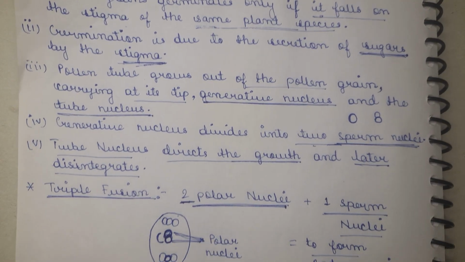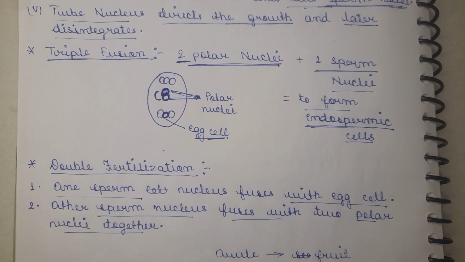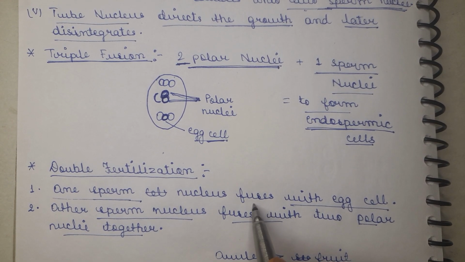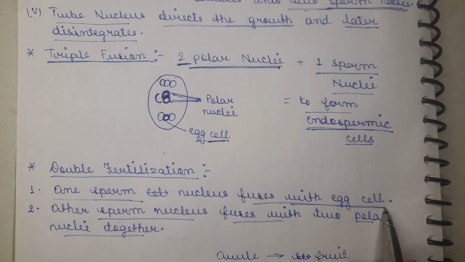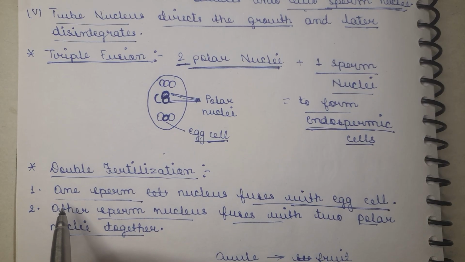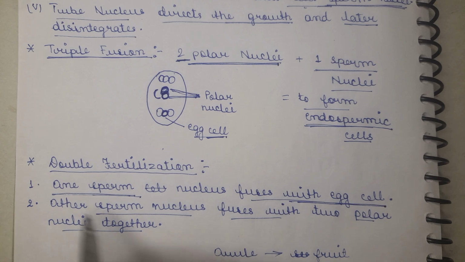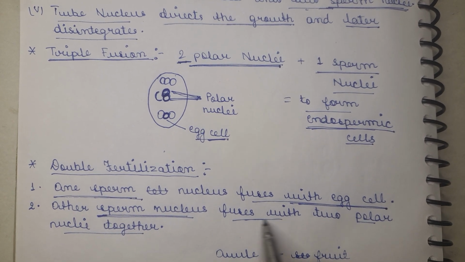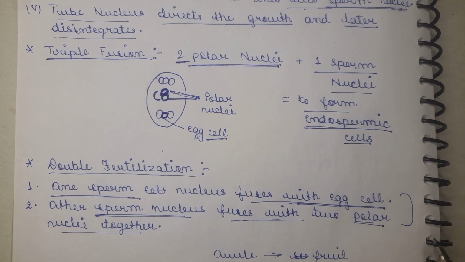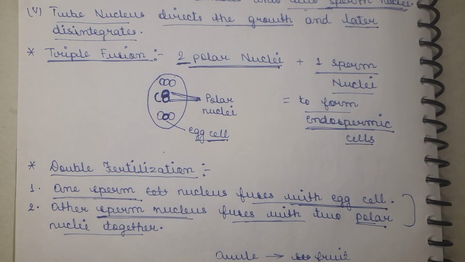Now the third topic is double fertilization. Basically, double fertilization occurs when one sperm nucleus fuses with the egg cell of the female part. We have already seen that the generative nucleus gives two sperm nuclei. The first sperm nucleus will fuse with the egg cell and the other sperm nucleus will fuse with the two polar nuclei together. So in two ways fertilization occurs, and this process is called double fertilization.